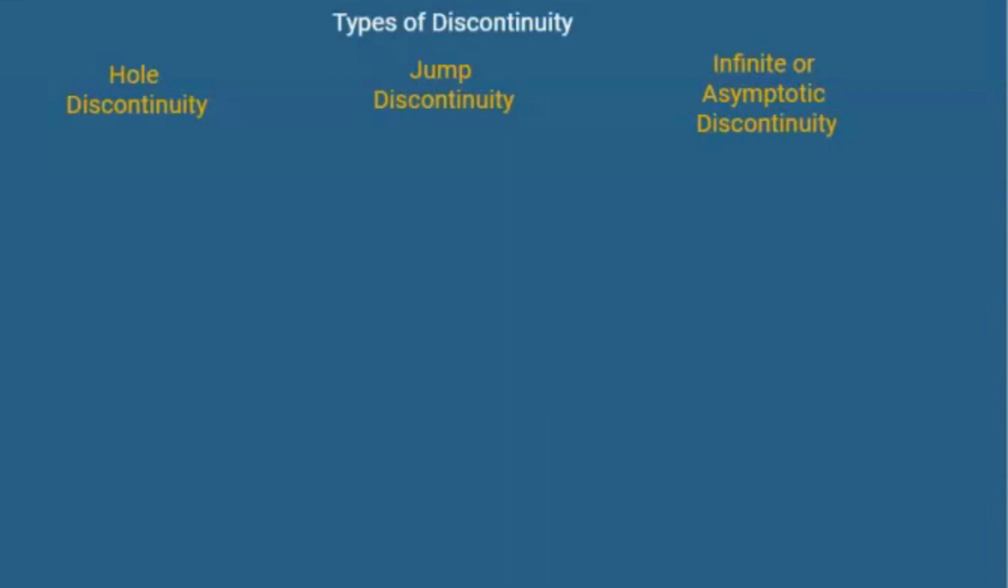Hi everyone, for this video we're going to talk about the different types of discontinuity. So let's start with the hole discontinuity. This discontinuity occurs when there is a hole in the graph of the function.